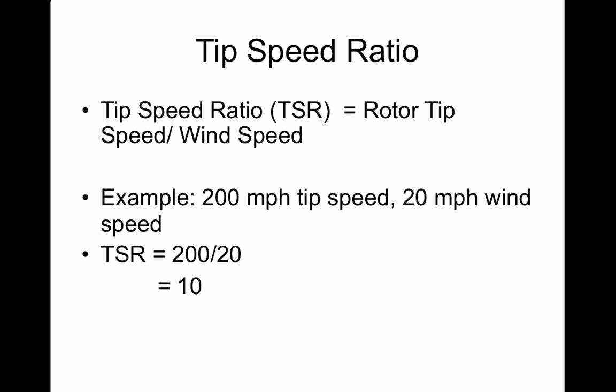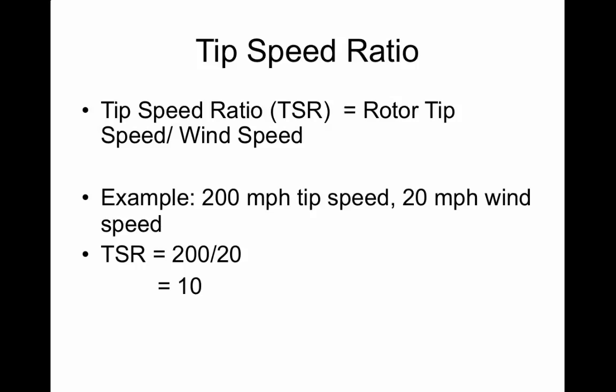And it turns out that to have the turbine operate in the most efficient range, in other words, extracting the most amount of energy from the wind, you need a proper ratio between the tip speed of the blades, the velocity of the tip of the blade as it spins around the end of the rotor, and the wind speed. The relationship of the tip speed to the wind speed is called the tip speed ratio.